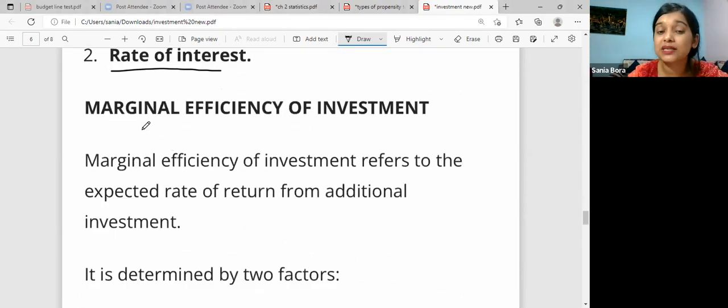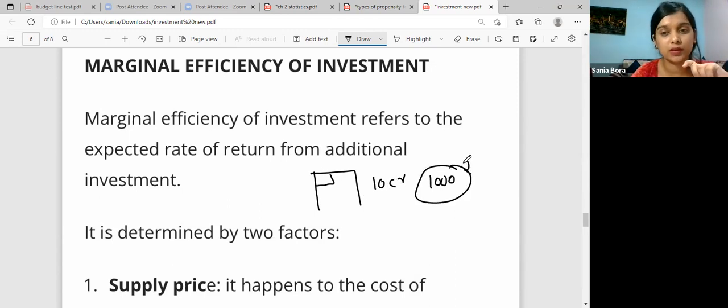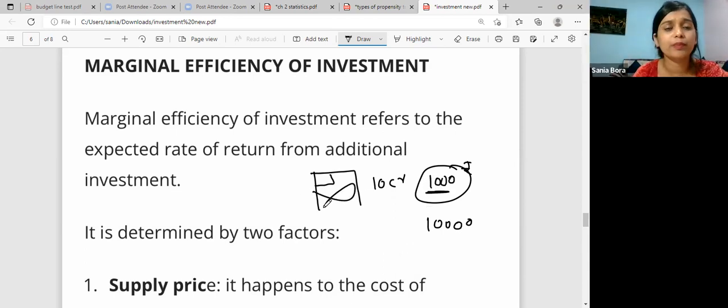First we will discuss what is marginal efficiency of investment. Marginal efficiency of investment refers to the expected rate of returns from additional investment. For example, you bought a flat for 10 crore and gave it on rent, but you are getting only 1,000 rupees per month. You will not go for this, because you bought it for 10 crore and your rent is only 1,000 rupees. So marginal efficiency of investment refers to the expected rate of returns.